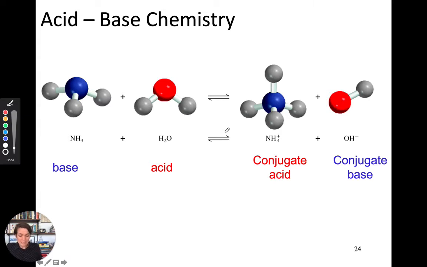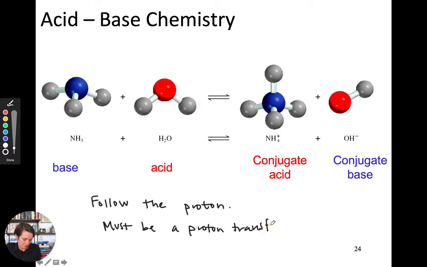So when you're assessing acid-base reactions, what you're going to do is called follow the proton. In order for an acid-base reaction to occur, there has to be a proton transfer. So if you were looking at a chemical reaction and you were asked if it was an acid-base reaction, and there was no hydrogen, you can be pretty confident it's not an acid-base.